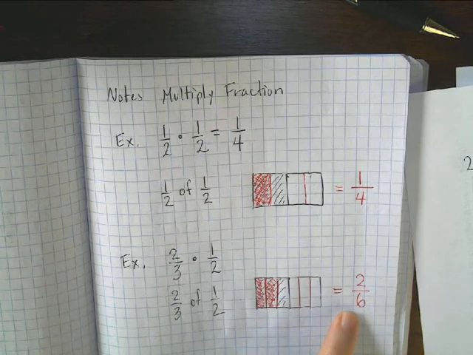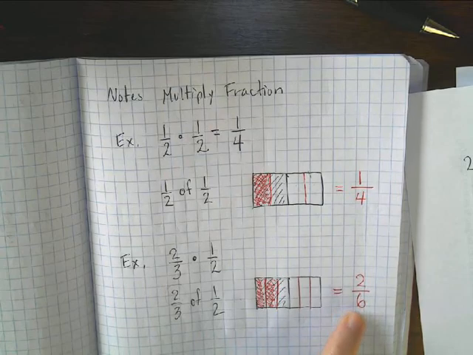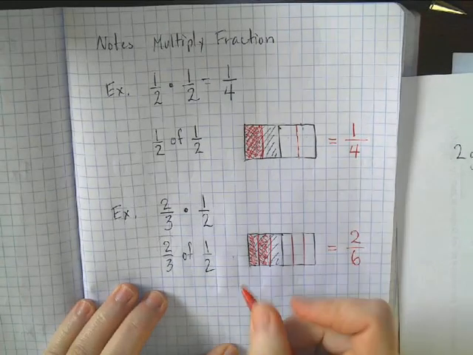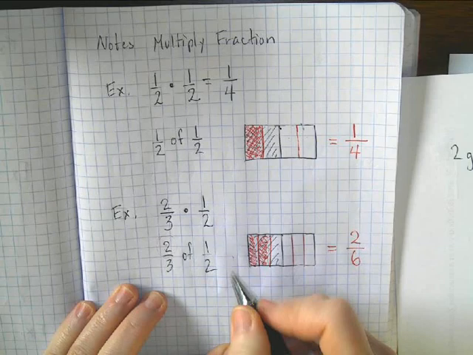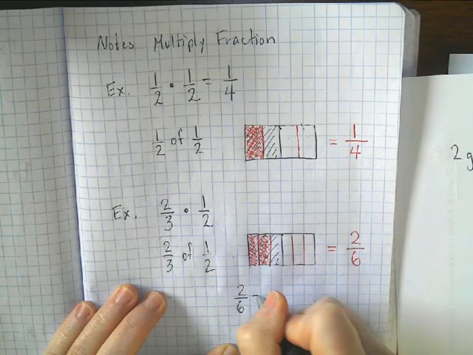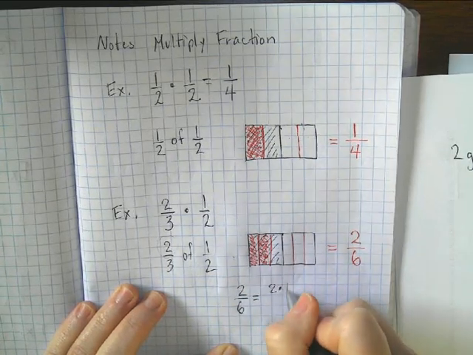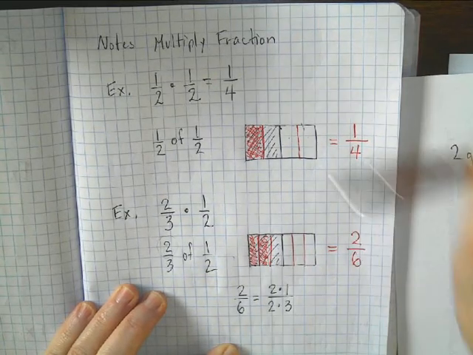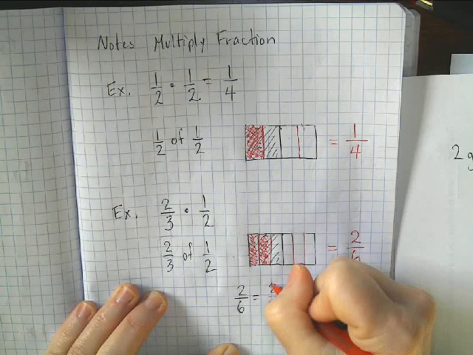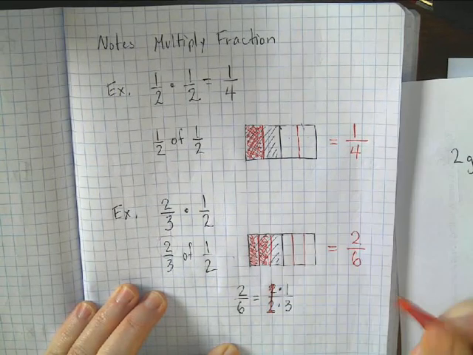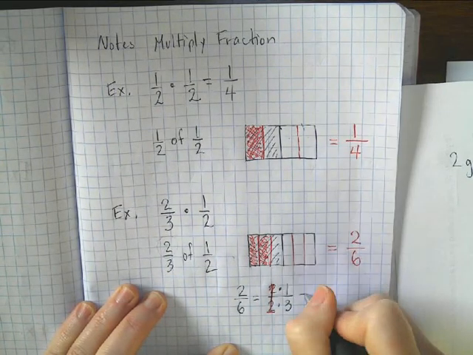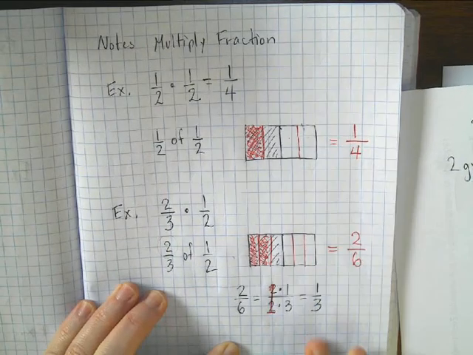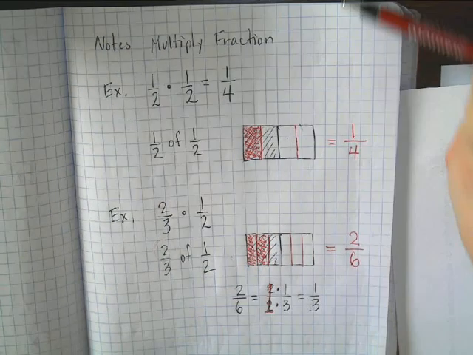Now, you might say, hey, wait a minute, we can simplify that. So if I have 2 sixths, let's go ahead and simplify that. 2 is 2 times 1, and 6 is 2 times 3. So I can make a 1 right here, just like our warm-up. So my answer is 1 over 3. Okay, can I see 1 out of 3 on this picture?